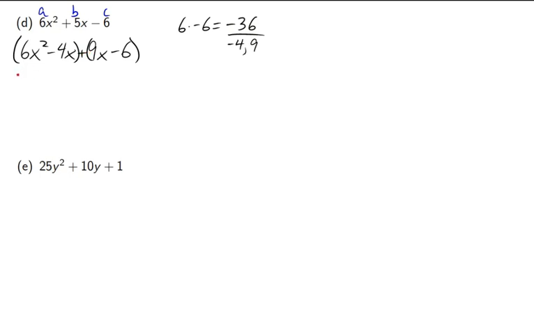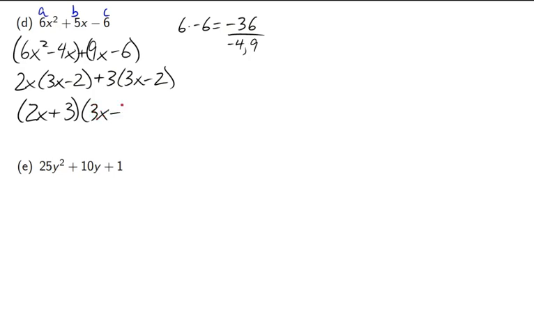So in this one, I can factor out a 2x, and I get 3x minus 2. Second term, I can factor out a 3, and I get 3x minus 2. So the 3x minus 2's match as desired. If they didn't match, that probably meant that you messed up somewhere either in this process or perhaps in the factoring steps. So we get 2x plus 3 times the common factor of 3x minus 2.